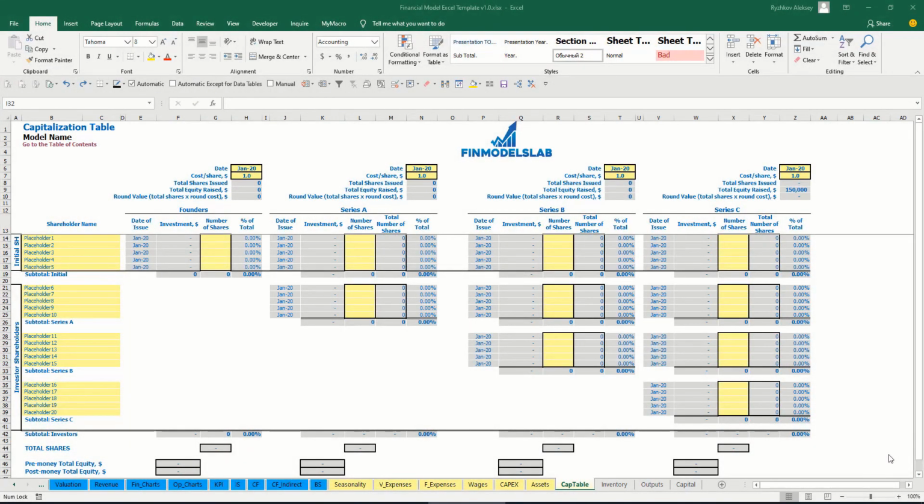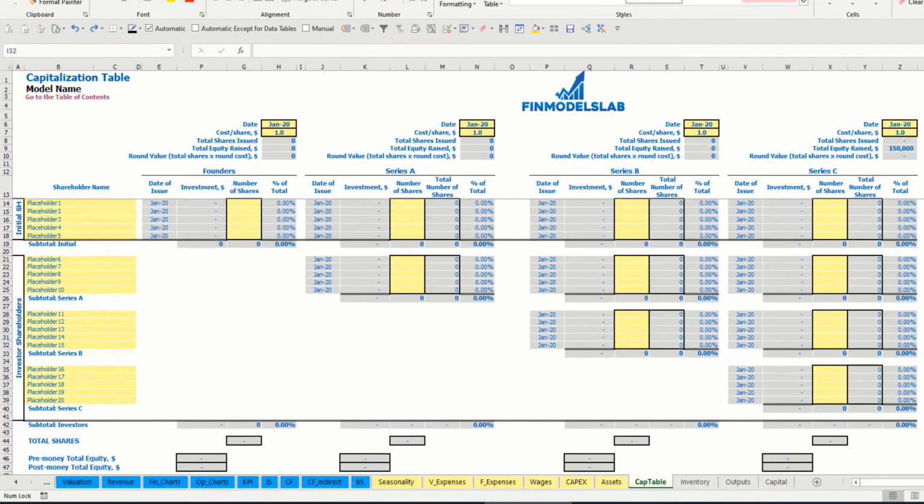On the capitalization table, you can input different founders' and investors' contributions, broken down by different dates of funding, with different cost of share for each series. And you can see the dilution of shares after each round, and pre-money total equity and post-money total equity. Let's pretend that we have 2 founders, founder 1 and founder 2.